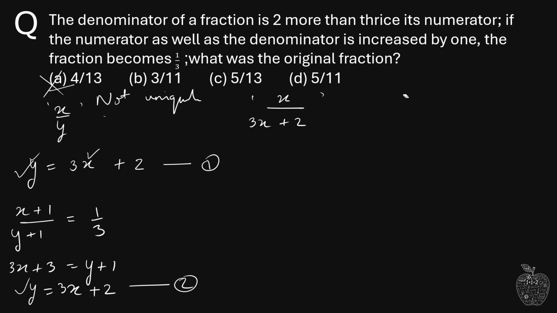Let's try x is equals to 3 now. So we get 3 over 3 3s are 9 plus 2, which will be 3 by 11. And this satisfies our form. So that means option B is the correct one.